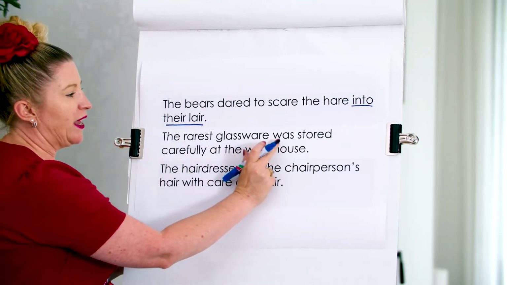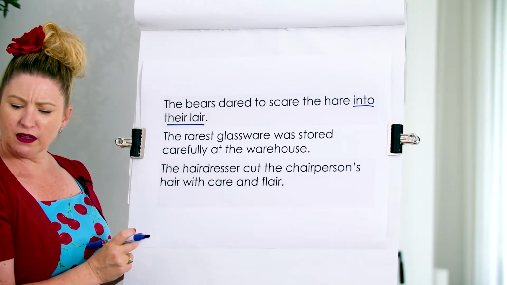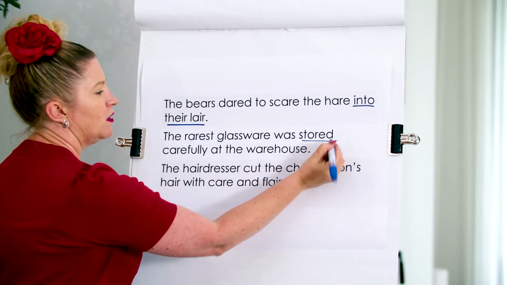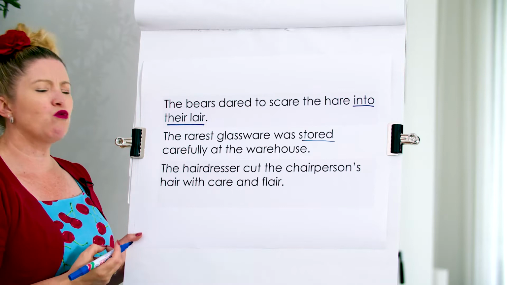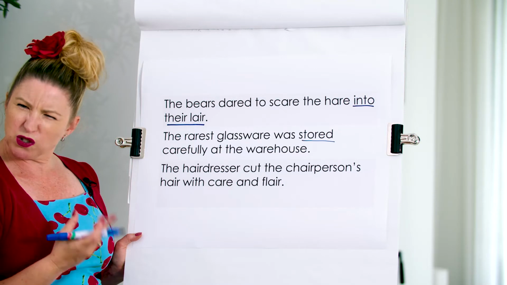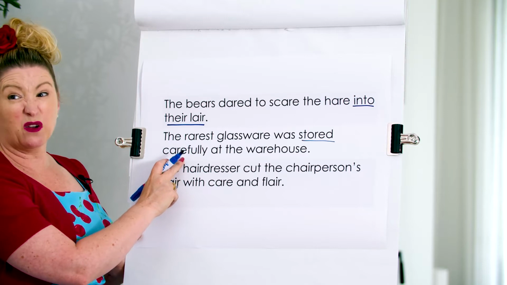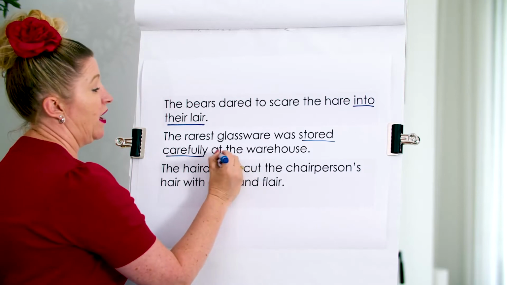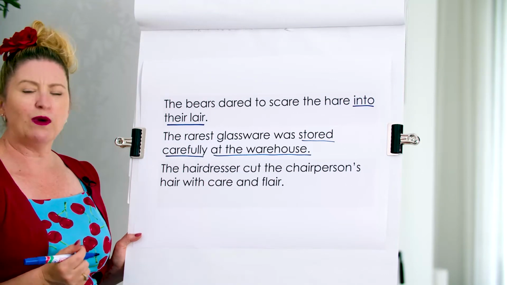The rarest glassware was stored carefully at the warehouse. The glassware was being stored. It's the verb. It was being stored. How was it being stored? How was the glassware? How was that rarest glassware? Rare means there's not very much of it around. So we want to store it. How do we want to store it safely? Carefully. We're storing it carefully. And where are we storing it? At the warehouse. So we're storing that glass carefully at the warehouse because it's rare. We want to keep it safe.